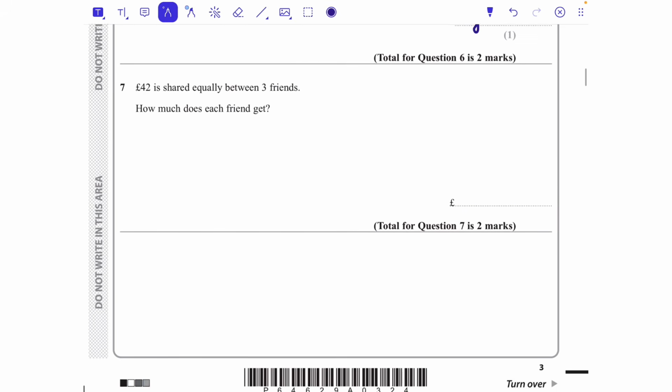Okay, question number 7, £42 is shared equally between 3 friends. How much does each friend get? So we've got 3 friends all sharing some money, so we're just going to take that £42 and divide it by 3. How many 3s go into 4? Well, that fits in 1 whole time, remainder 1. And how many 3s go into 12? That fits in 4 times. So £14 for each friend.